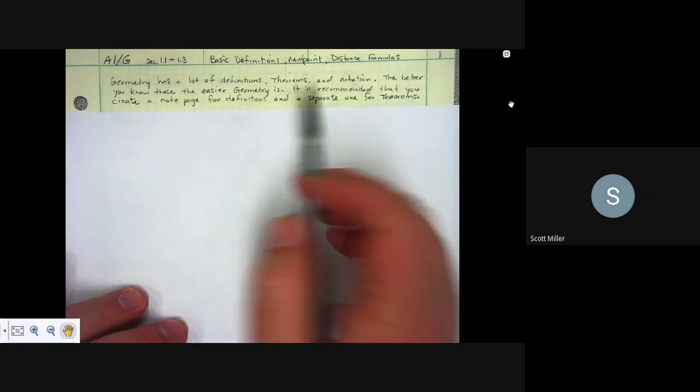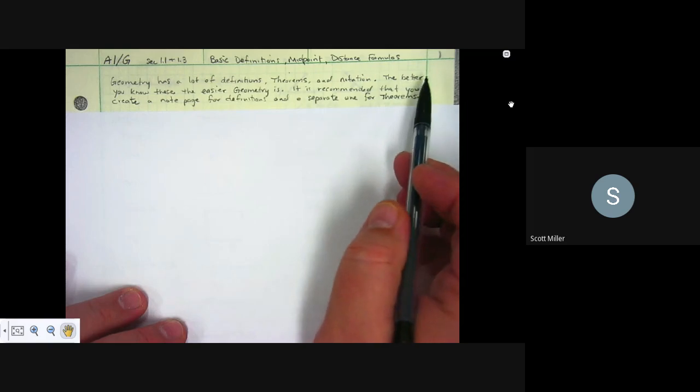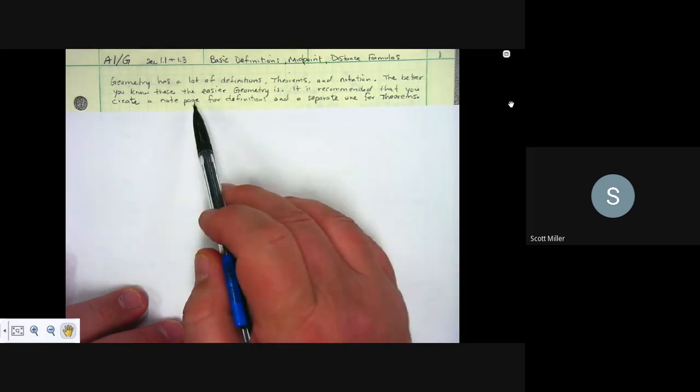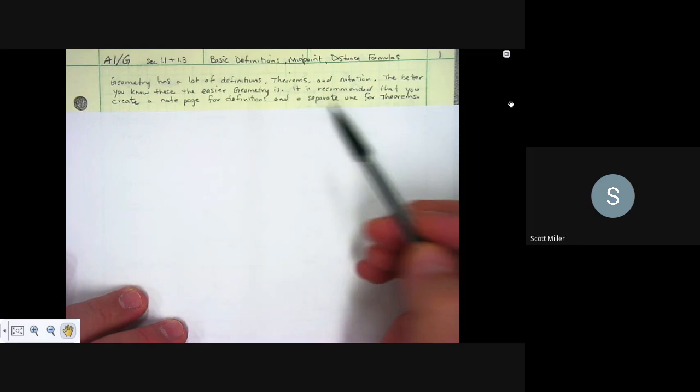your reasons. Okay? Because there is a lot of these things, the more that you know these, the better that you are in geometry. It is recommended that you create a note page for definitions and a separate one for theorems. There's a lot of them. And this is your reasons for things, so you want to have them readily available to you. If you mix them all up, it's kind of hard to find what you're looking for. If I know it's a theorem, I can go there. If I know it's a definition, I can go there and find it fairly quickly. But that's up to you. You can decide how you want to do that.